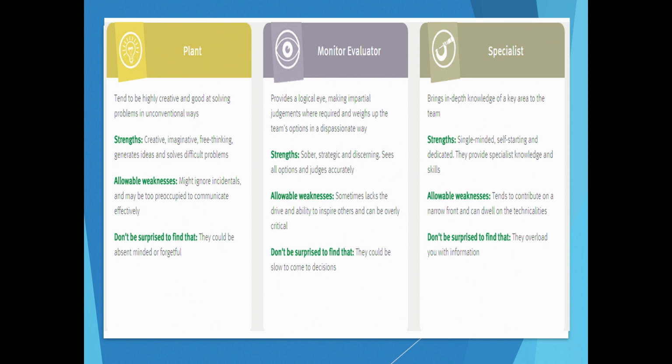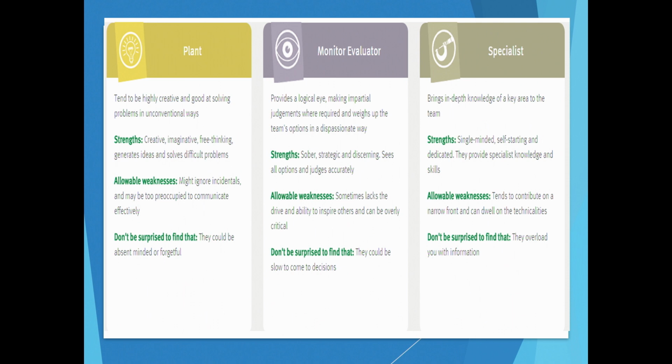Okay, on to our next set of 3. Plant. Okay, the plant tends to be highly creative and good at solving problems in unconventional ways. Their strengths are that they're creative, imaginative, free thinking, they generate ideas and solve difficult problems. So your problem solver is what we have here. Their allowable weakness is that they might ignore incidentals and may be too preoccupied to communicate effectively because they are so intent on solving the problem.